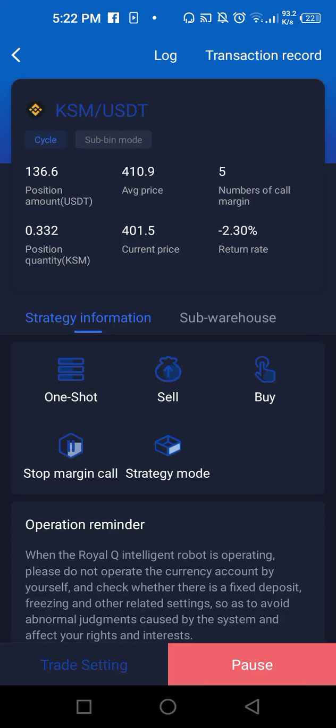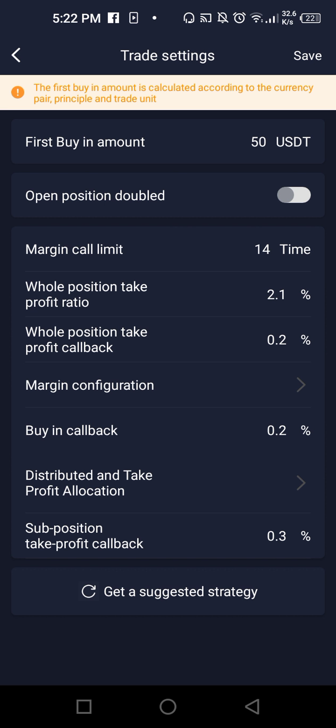Hi, I decided to explain some of the options in the trade settings of Rare Q. Hopefully it helps one or two persons. So I'm making use of this KSM coin, as you can see. So let's go to the trade setting.